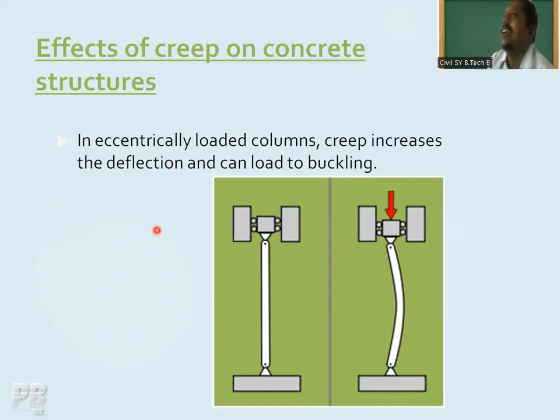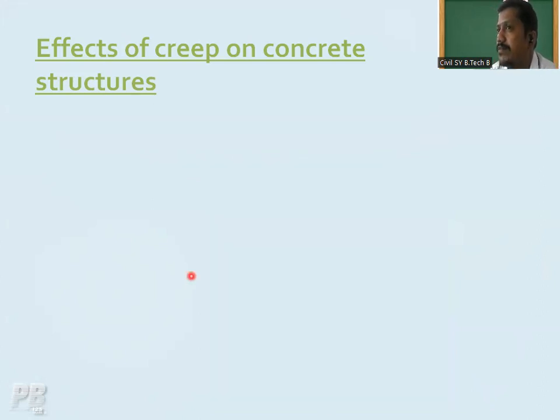Okay, so the effect of creep on the concrete structure. In eccentrically loaded concrete columns, the creep increases the deflection and can lead to buckling. Okay, this is for the column. The previous one is for the beam. Okay, let us move ahead.